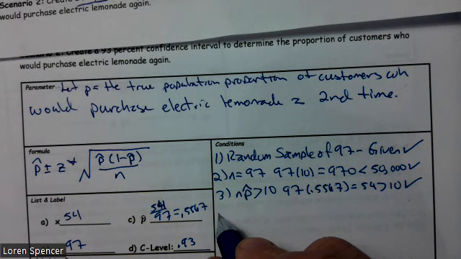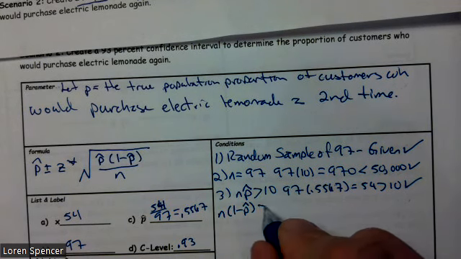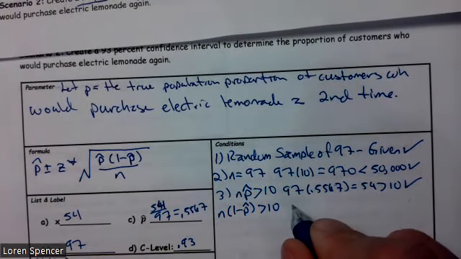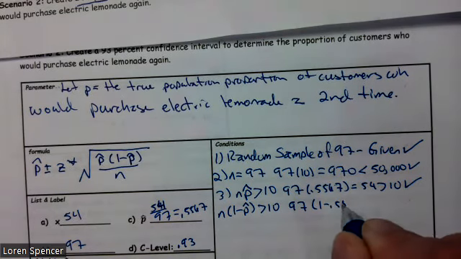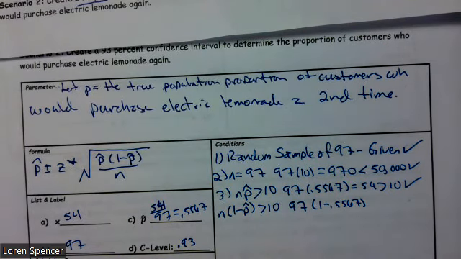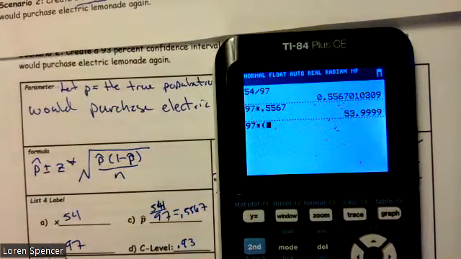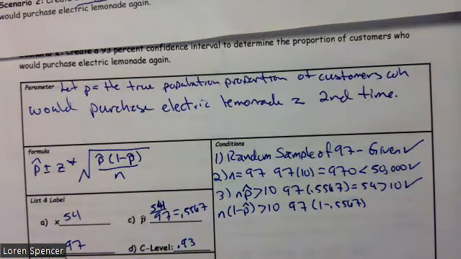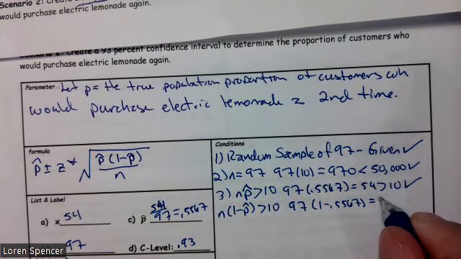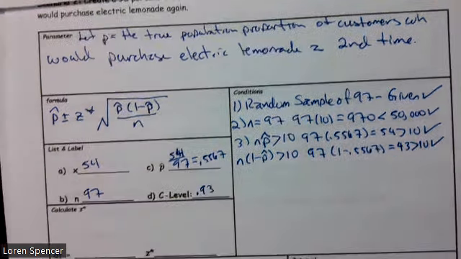Now I need to do n times 1 minus p hat. That also has to be greater than 10. So once again, it's 97, but this time it's 1 minus 0.5567. So 97 times parenthesis 1 minus 0.5567, close that, and we find out that that's 43. And 43 is greater than 10. So we're good to go on our conditions. That's a good thing.